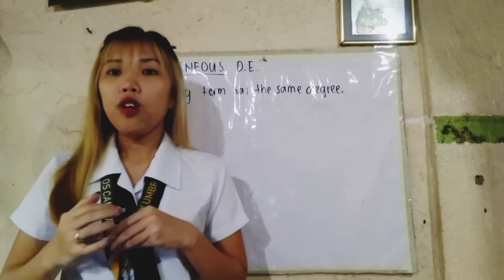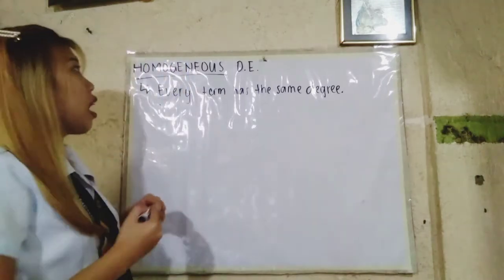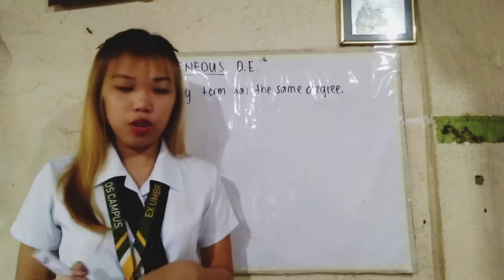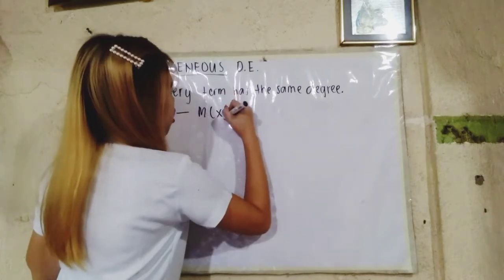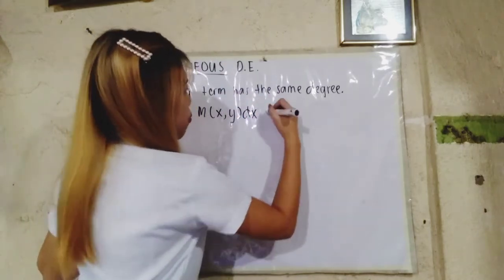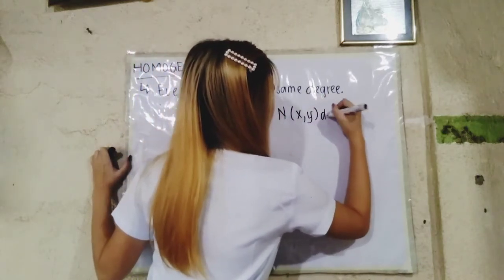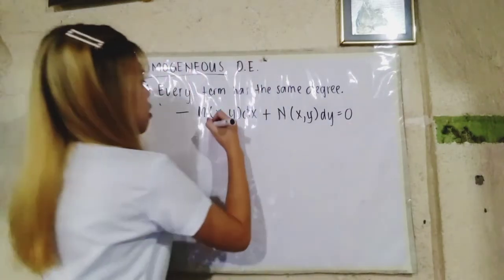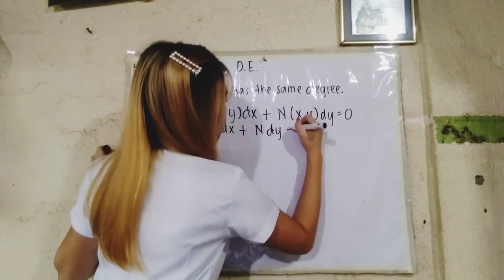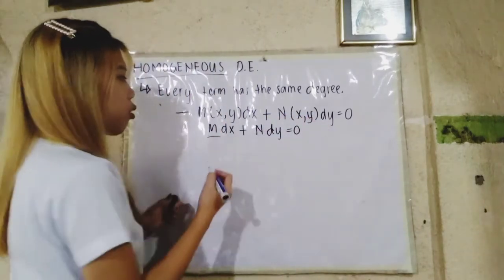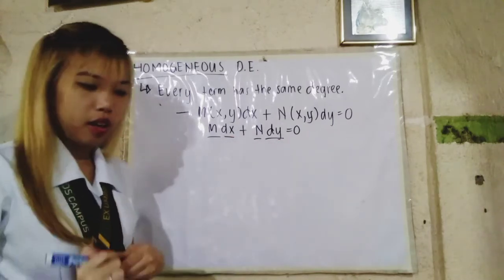So, if we see a function or equation with the same exponent or degree, then we can say that this is a homogeneous differential equation. It is written as M as a function of x and y dx plus N as a function of x and y dy equal to 0, or simply as M dx plus N dy equal to 0. The M term is for dx. Likewise the N is for dy.